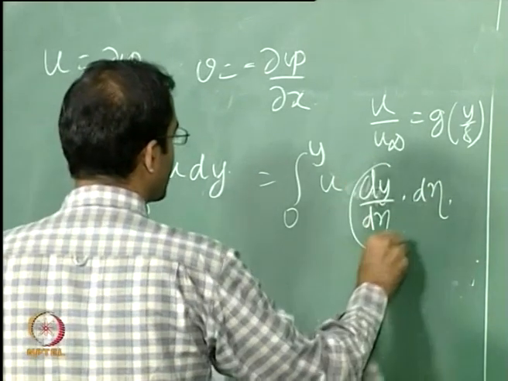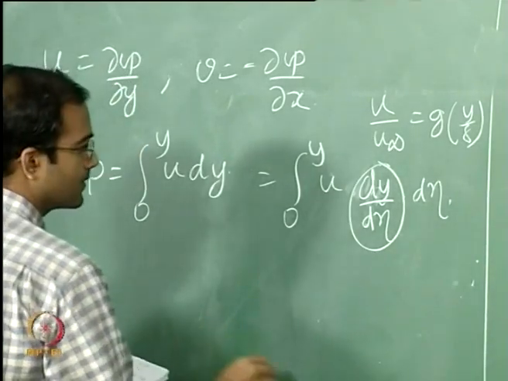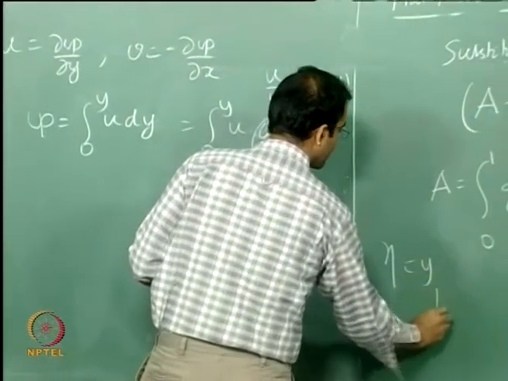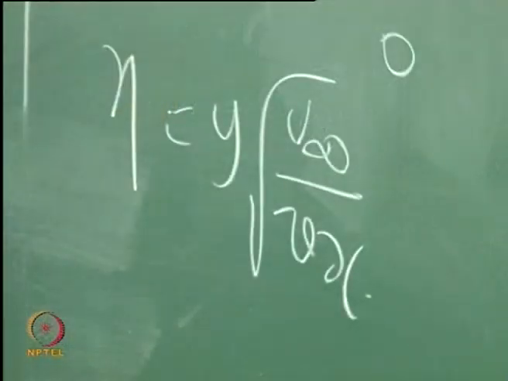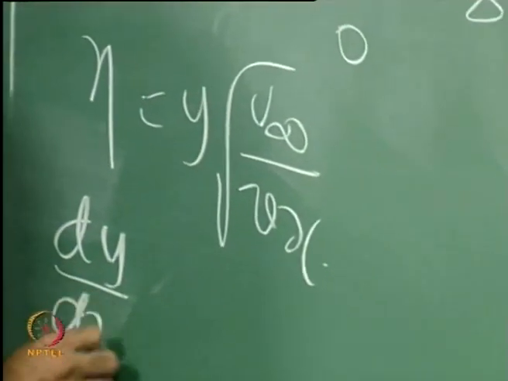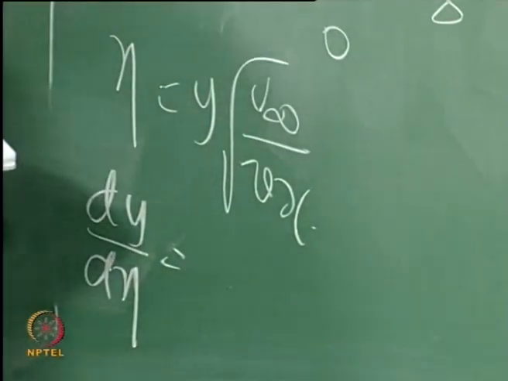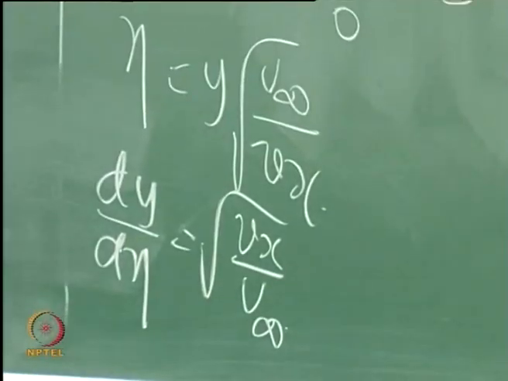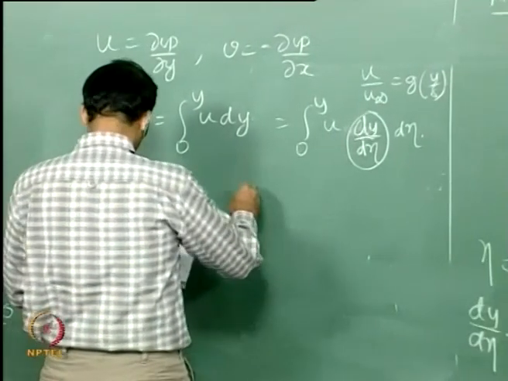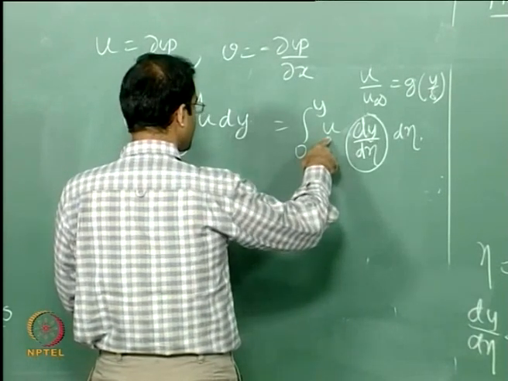Now we have constructed a relationship for eta, which is y times square root of u infinity by nu x. So you can calculate what dy by d eta is. What is dy by d eta here? Square root of nu x by u infinity. So that I can substitute into this, and I can write this in terms of g.